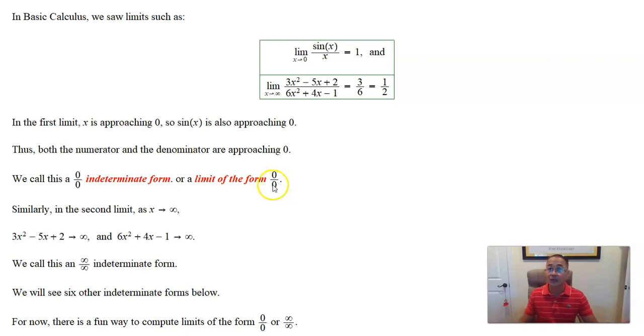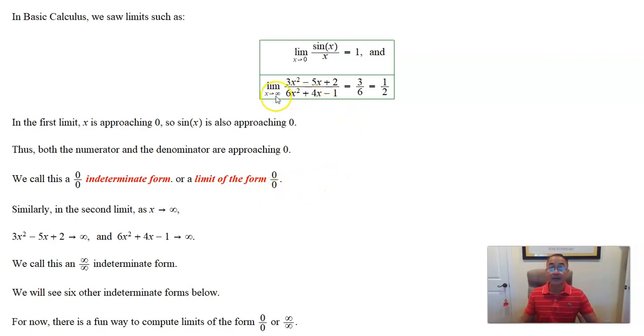There is still no such thing as 0 over 0. You cannot divide any number by 0, including 0. So it's just a shorthand. It has the form 0 over 0. It's just too long for us to say the denominator is approaching 0, the numerator is approaching 0. It's easier to just say it looks like 0 over 0. It has the form 0 over 0.